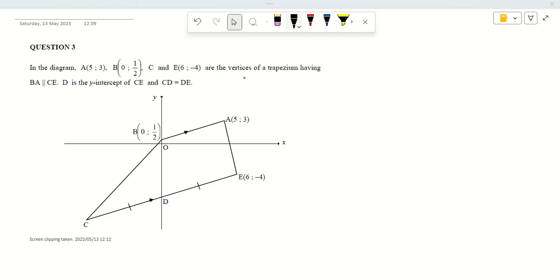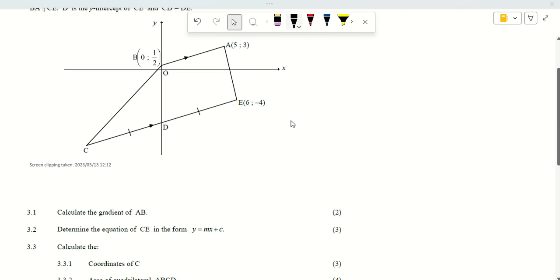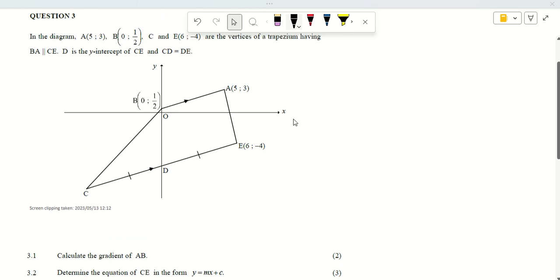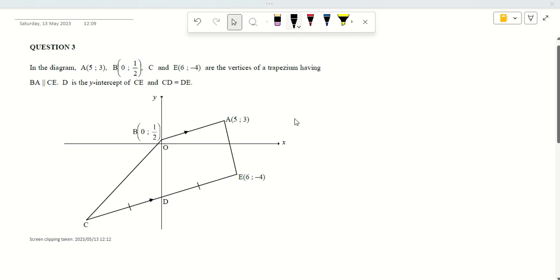Okay, so let's just look at the questions there. 3.1: Calculate the gradient of AB. Okay, fine. So now we have the coordinates of A and B, right? The coordinates of A are going to be point 1, and then B is going to be point 2. So now we have to calculate the gradient.